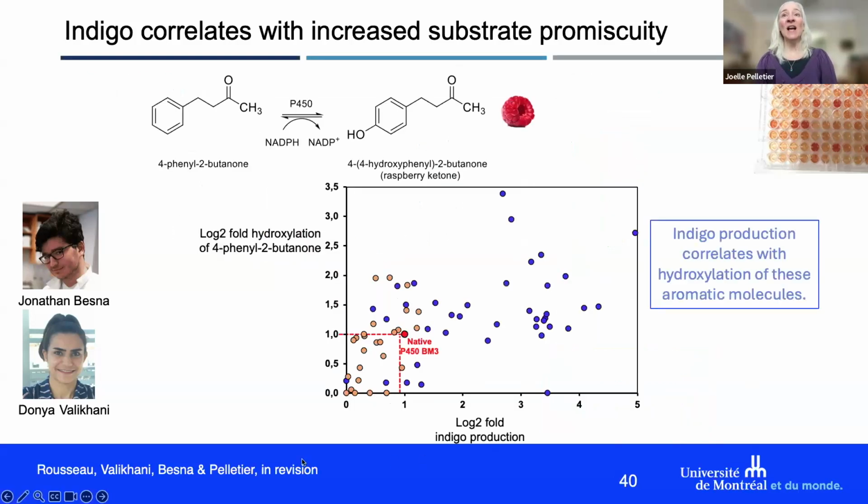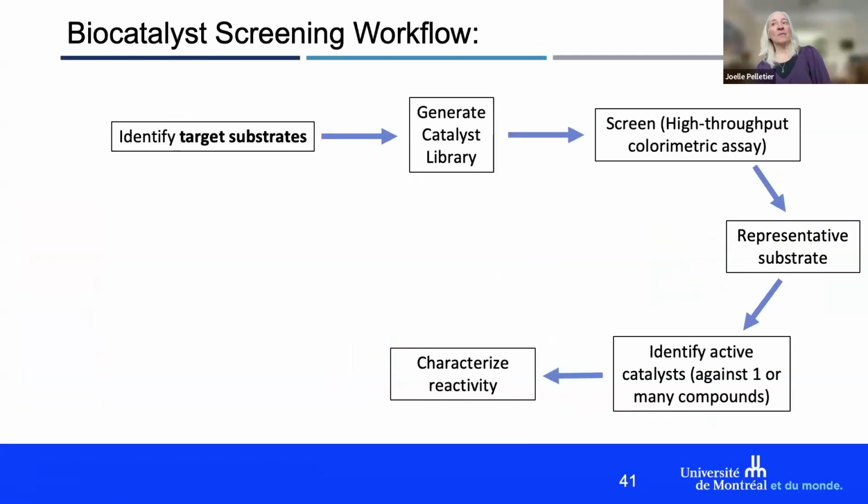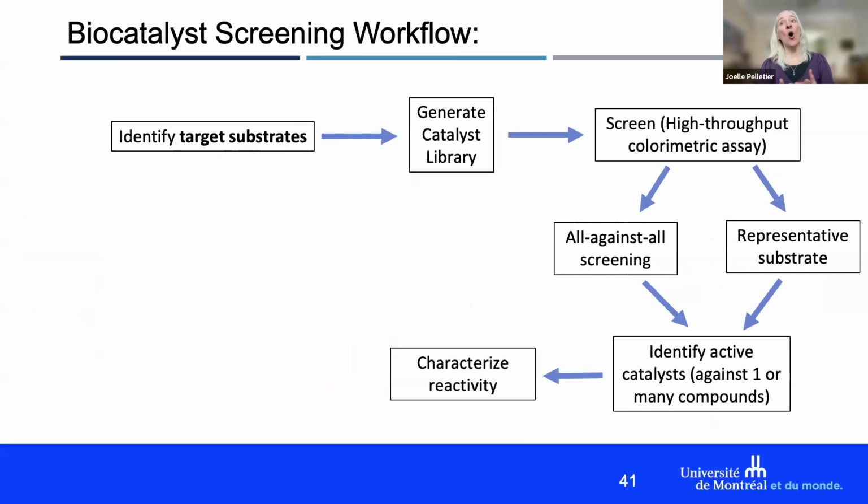And we can also go back to our target reaction. Again, we have a loose correlation where if we target the indigo producers, then we will more effectively identify increased reactivity for this hydroxylation of 4-phenyl-2-butanone. So at this point, we again can look at a number of substrates. Let's see if we can broaden to the prediction of more broadly aromatic hydroxylation. At this point, what we can consider is an all against all screening, meaning that we will screen our catalyst library against a panel of target substrates.